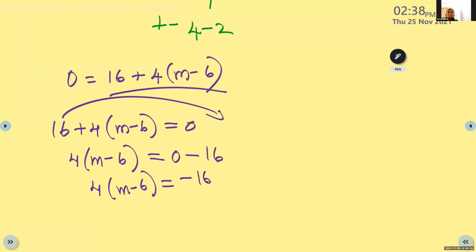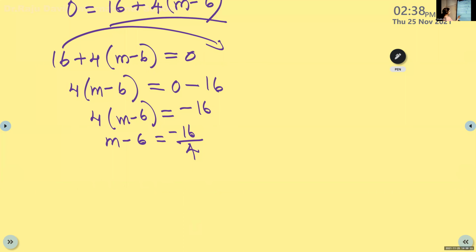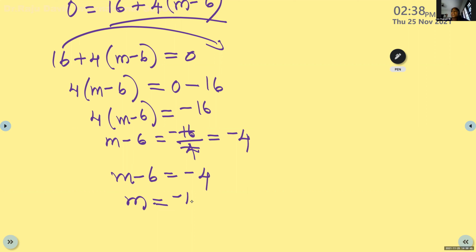Irene, what is the next step? Ma'am, m minus 6 is equal to minus 16 by 4. Yeah. So we will get minus 4. Yes, this is equal to minus 4. So m minus 6 is equal to minus 4 and m is equal to minus 4 plus 6. So you will get m is equal to plus 2.